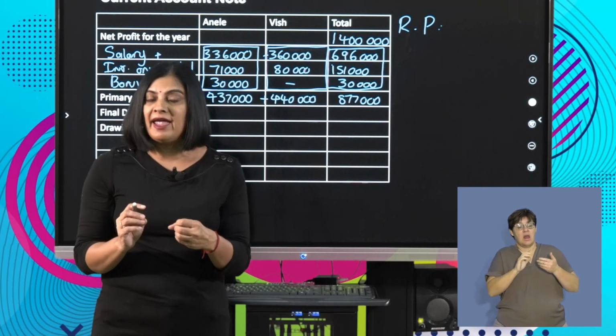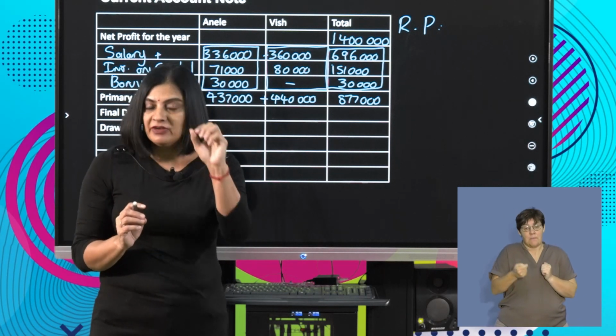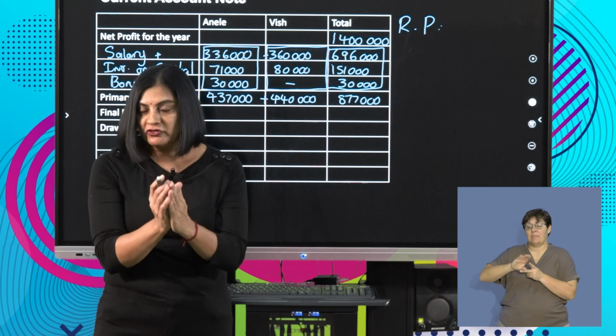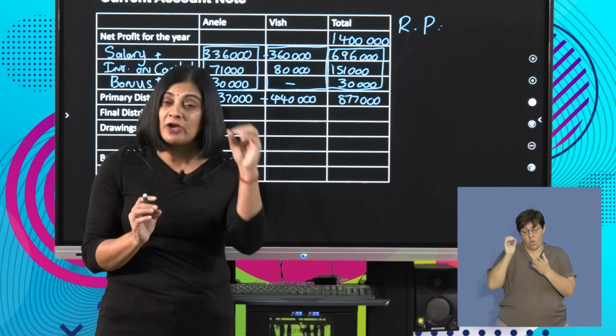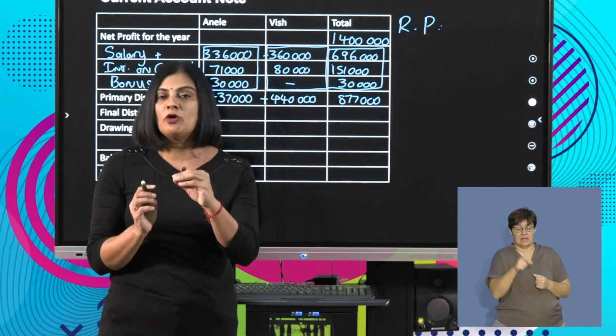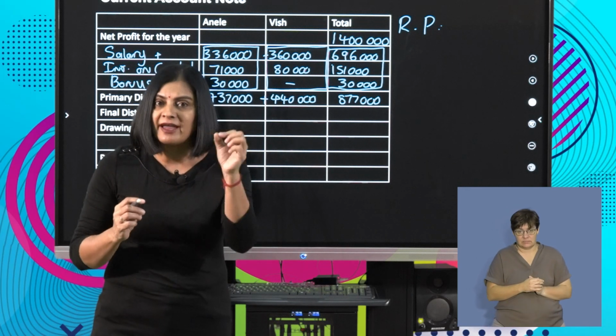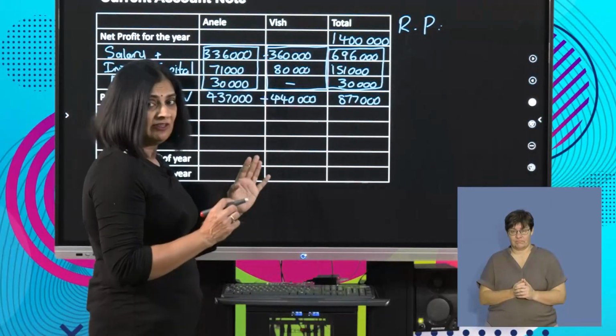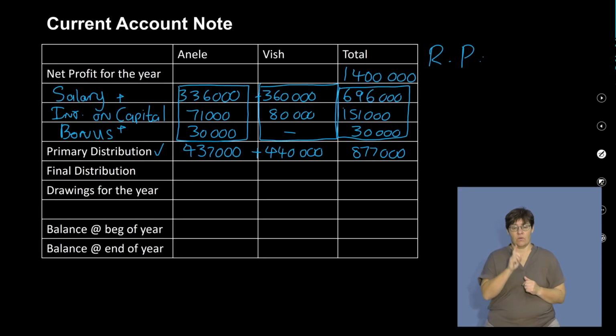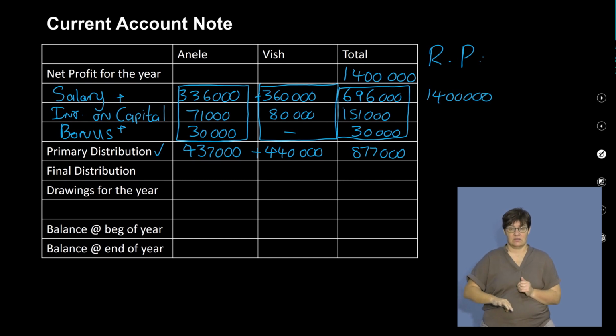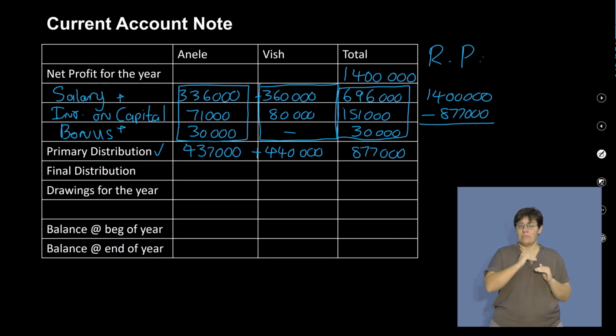Remaining profit, on the other hand, is after giving my partners salary, interest on capital, bonus, after subtracting these amounts from net profit, what is that profit left over? What is that remaining profit? So that is what we're now trying to work out. So basically, what I'm doing is I am taking 1,400,000, my net profit, and minus whatever I've distributed between the partners thus far. So minus 877,000. Okay, and that's going to give me my remaining profit.